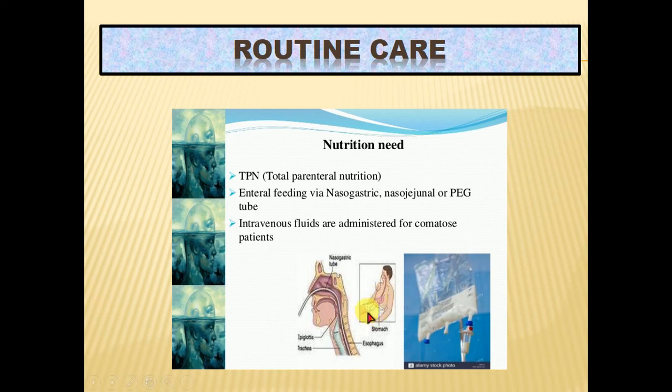So, this is a Ryle's tube, but if you have a PEG tube, you will have a hole here in the abdomen, and you have a pipe directly into the stomach of the patient, and this is how you give the feed. We have a stopper attached to it. So, when we want to feed the patient, we attach the syringe, and then the fluid goes by gravity. This is similar to what we do for Ryle's tube feeding. And IV fluids are administered for a comatose patient.